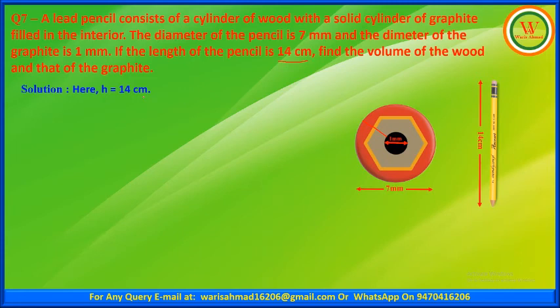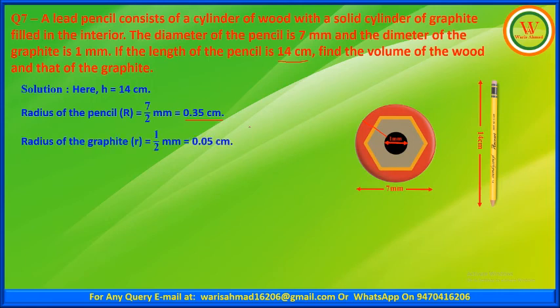Now since the diameter of pencil is 7 millimeter, hence the radius will be equal to 7 upon 2 millimeter, or we can say 3.5 millimeter. So here we can write radius of the pencil equals 7 upon 2 millimeter, and after converting it into centimeter, we have 0.35 centimeter. Similarly, we can find the radius of the graphite also. Since the diameter of graphite is 1 millimeter, hence the radius of graphite will be equal to 1 upon 2 millimeter, and that can be written as 0.05 centimeter. After that, we have to find the volume of wood and the volume of graphite.